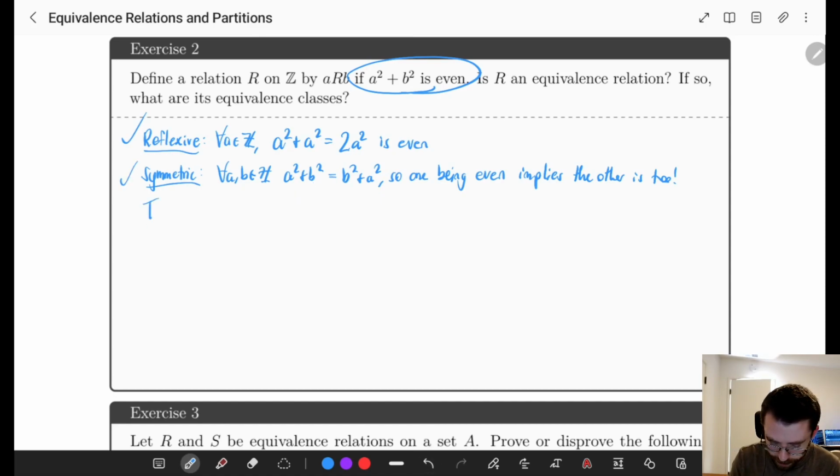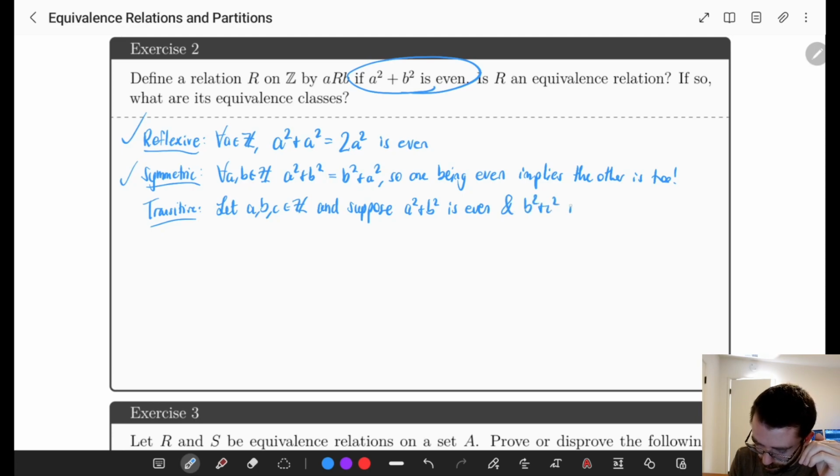Let's check. Transitive. Let's write this out as a proof in English, because typically by the time you get to transitivity, things get a little uglier. So pick 3 integers, and suppose a is related to b and b to c. I'll just shortcut it and be like, that's a squared plus b squared is even, and b squared plus c squared is even. We want to know if a squared plus c squared is even.